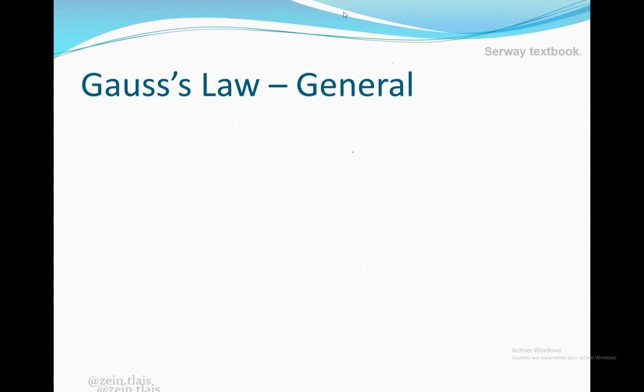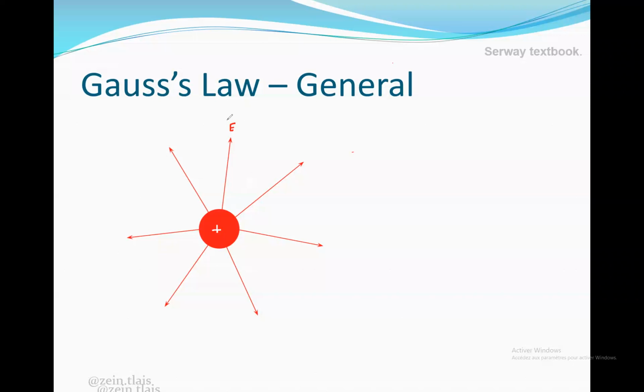Now I want to take a simple example like a sphere. This sphere is positively charged, plus. This sphere emits an electric field in all directions, E. And you see well that the emitted electric field is symmetrically distributed.